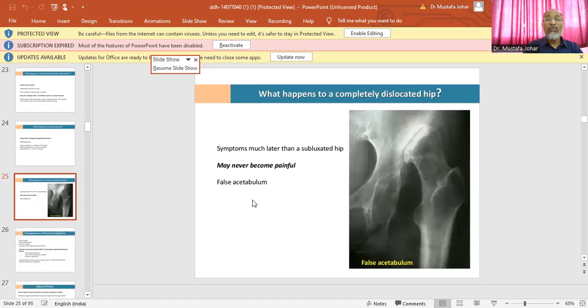Then what happens to a completely dislocated hip?